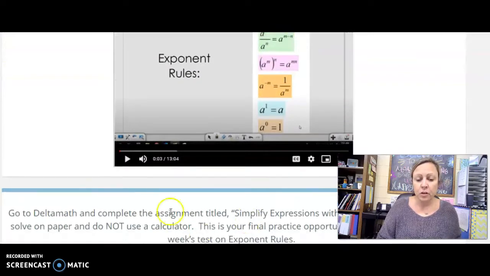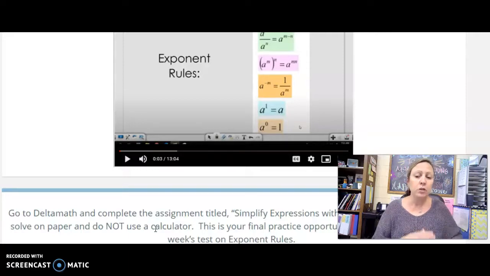And then you are going to get to do some Delta Math that is called simplifying expressions. You have 2 Delta Math assignments this week, so make sure you're doing the one that says simplify expressions first. This is your practice. You get to repeat questions if you miss them. It gives you explanations. You can watch videos. So again, take the time that you need to feel really confident about using and applying your exponent rules when multiple rules are put together, okay?